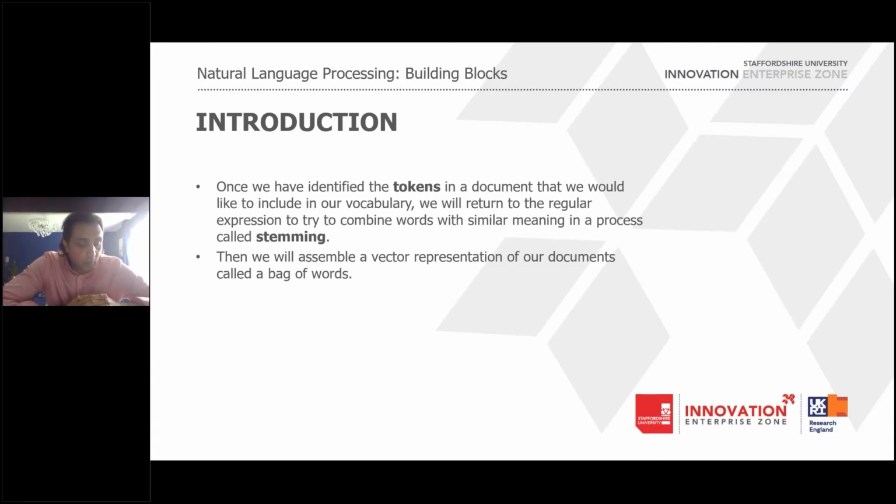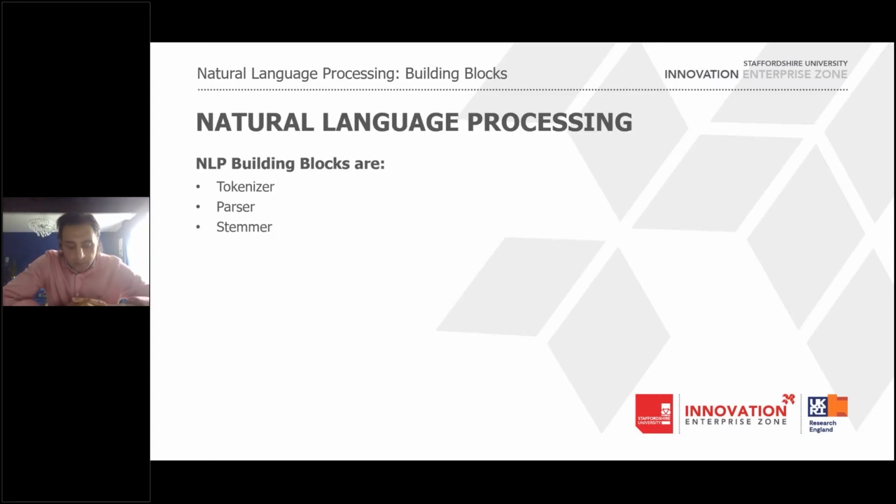So today we want to cover these two processes, tokenization and stemming, in order to allow us to build a natural language processing solution. Then we will assemble a vector representation of our documents called a bag of words. We're going to see two different representations, and one of them will be the bag of words, which is the common representation used for natural language processing.